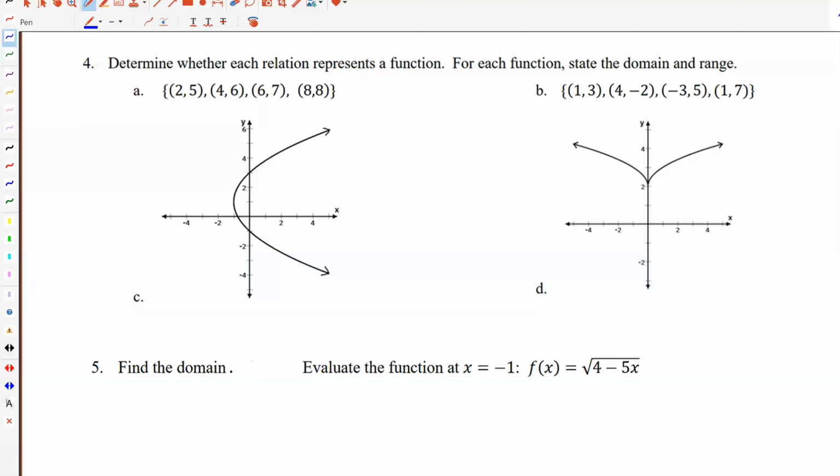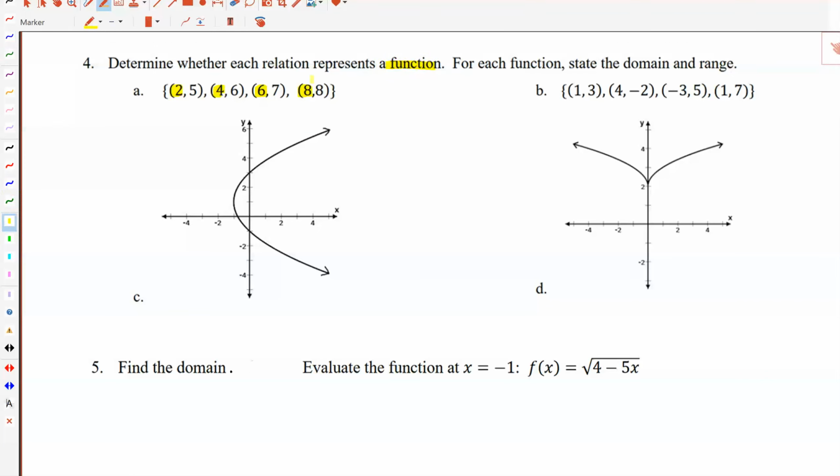In this problem, we're asked to determine whether or not each relation represents a function, and then if it is a function, we're going to state its domain and range. So when you're looking to see if it's a function, and you're given a set of ordered pairs, the key thing that you're going to want to look for is if any of the x coordinates repeat.